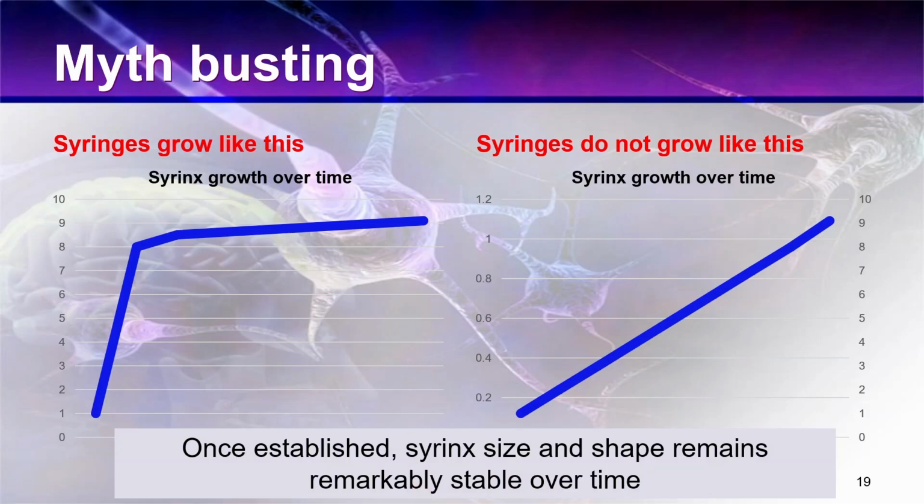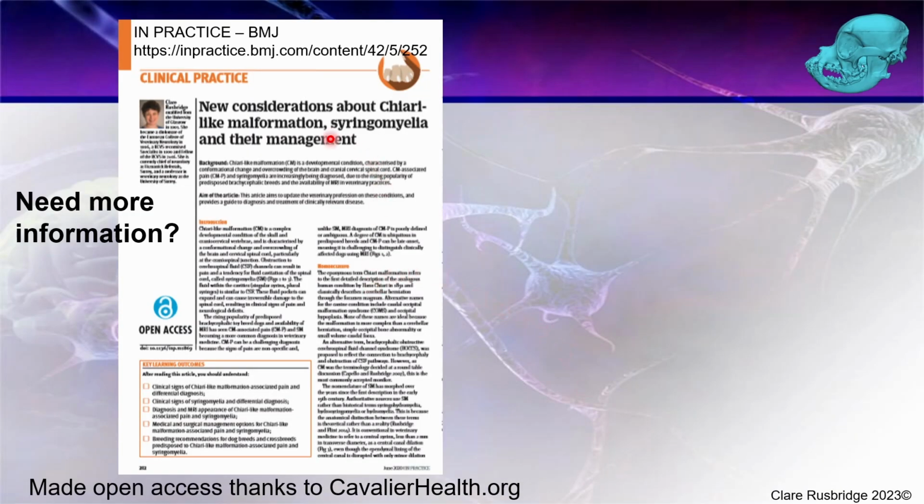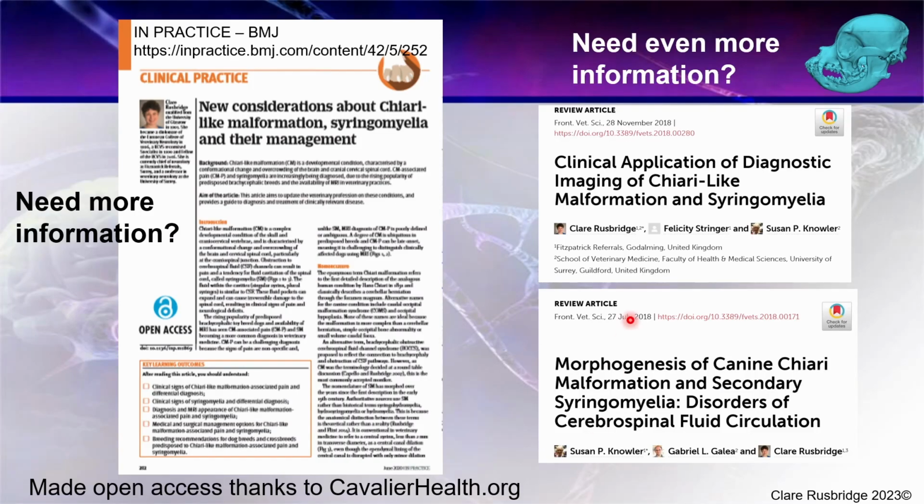So I'm going to conclude there. If you'd like to have more information, then a very much easier to read paper is here in Vet in Practice, and that's not normally an open access journal, but made open access thanks to Cavalier Health.org and the charity associated with that. And if you need even more information, then read this paper here. This is essentially what I've been talking about, but in words form. And there is a partner paper there, which is the embryology of Chiari malformation and syringomyelia.